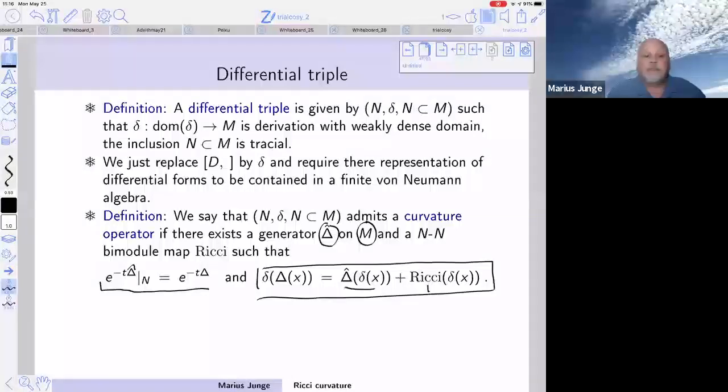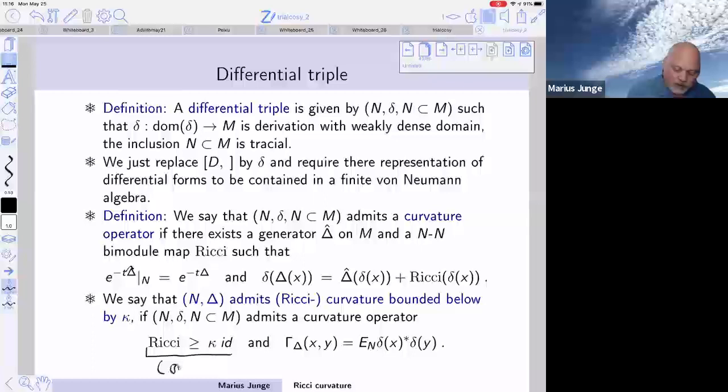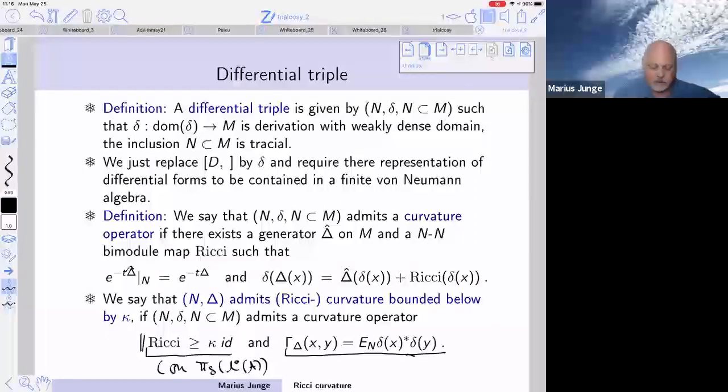And these two together allow me to say that I have a Ricci curvature operator. And then I say that my Ricci curvature operator is bounded from below by kappa if this Ricci curvature operator is bigger than kappa times identity on the space of differential forms. So I don't need this globally, I only need this on the space of differential forms. Usually it's not globally satisfied. Then of course I want this differential triple to induce my semigroup, and that is the second condition. So I'm literally taking the definition from the commutative case and reformulating it in terms of operator algebras.